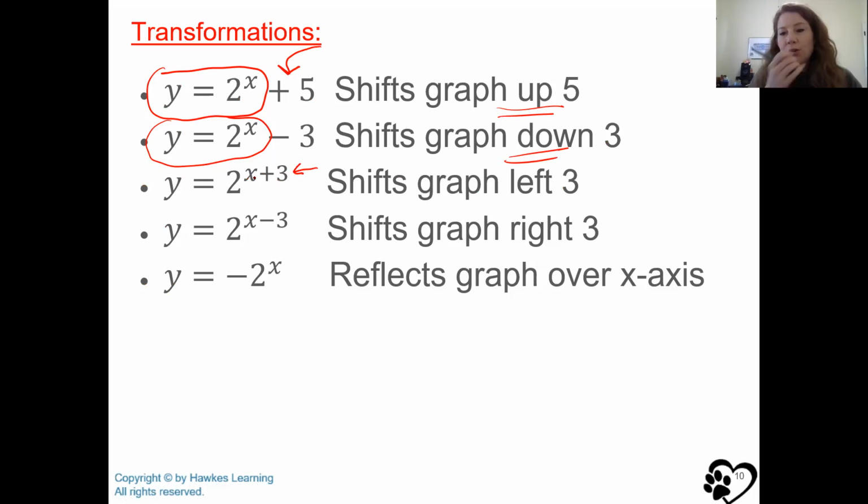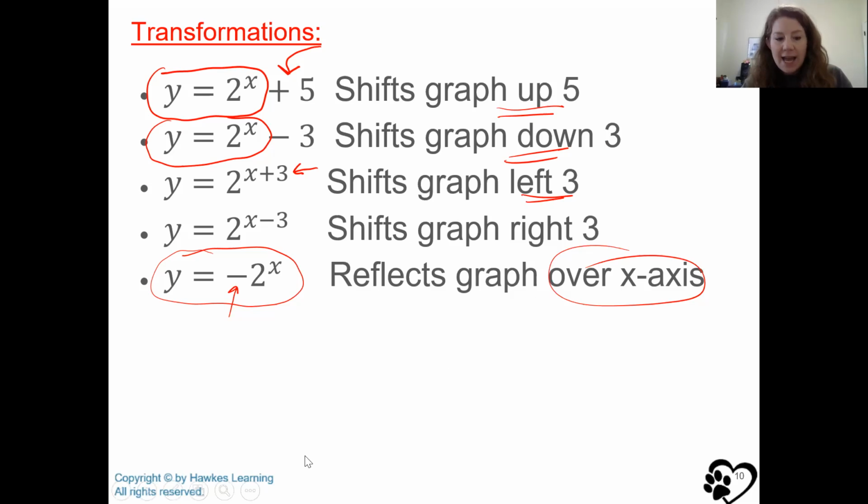normally +3 means that you're going to go right on a coordinate plane, but when it's part of the exponent, it's actually going to go left 3 units. The opposite's true. In the exponent, if I see x -3, that means it's going to take that original graph and shift it 3 units right. And when we take that original base function and make it a negative, that whole graph is going to be reflected over the x-axis, right?